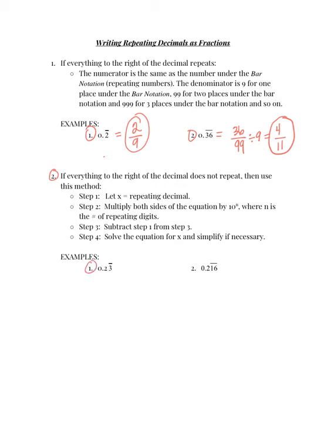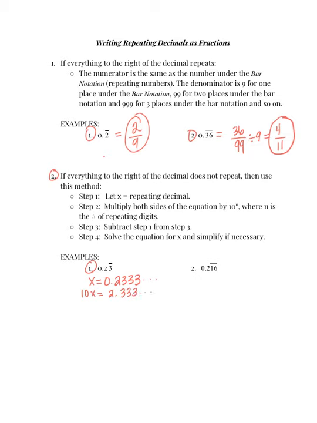So let's look at example 1. 0.23 repeating, where only the 3 is under the bar notation. Step 1 says let x equal your repeating decimal. So you want to start by letting x equal the decimal that you are given: 0.233 repeating. Step 2 says to multiply both sides of the equation by 10 to the nth power, where n is the number of repeating digits. In example 1, there's one repeating digit, so I'm going to multiply by 10 to the first power, which is 10. So 10x on that side. On the right side, if you multiply this decimal by 10, it moves the decimal one place to the right, which will make that 2.333 repeating.